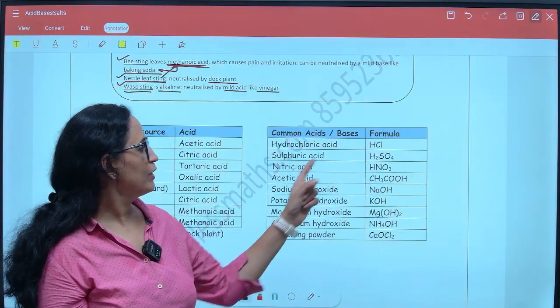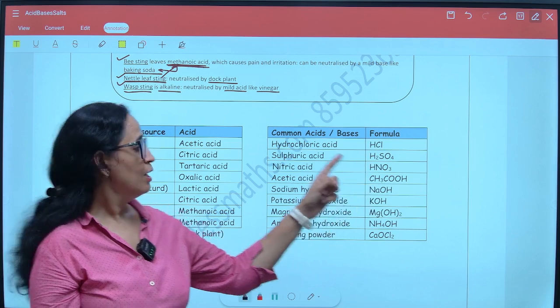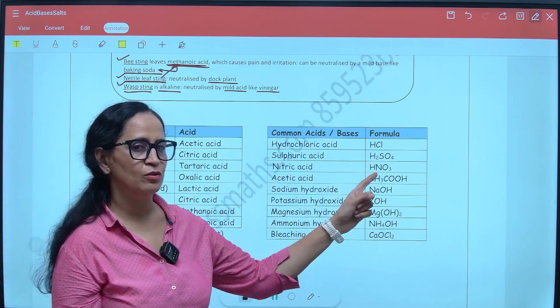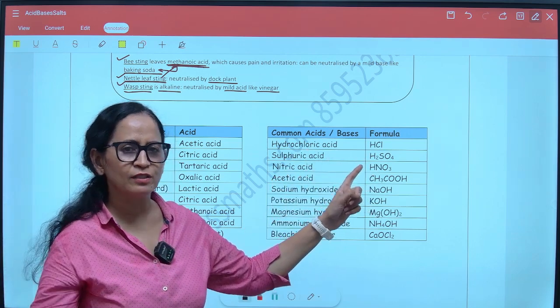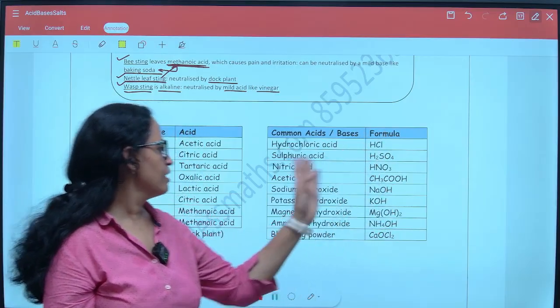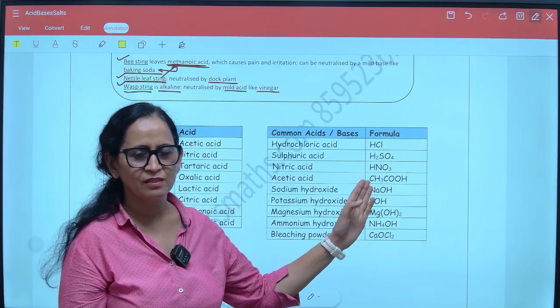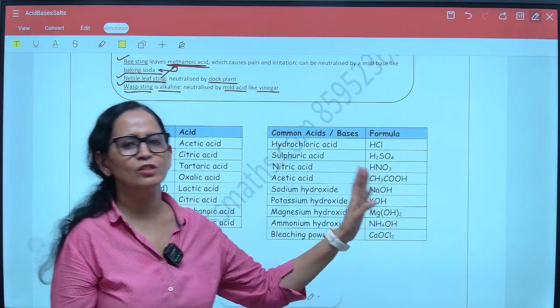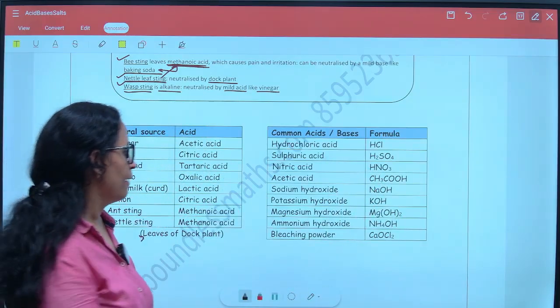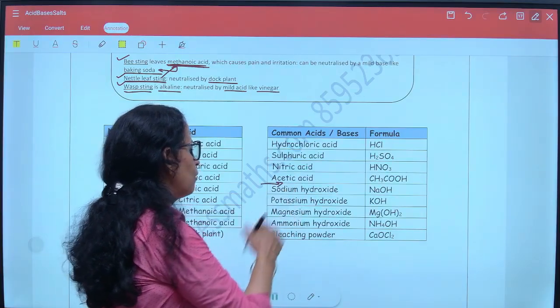Next is sulfuric acid, H2SO4. Next, nitric acid, HNO3. Even though most of the reactions would involve any of these three acids, you should also know acetic acid, CH3COOH, because it is also used in some of the cases. These are the acids. Now what are the bases?